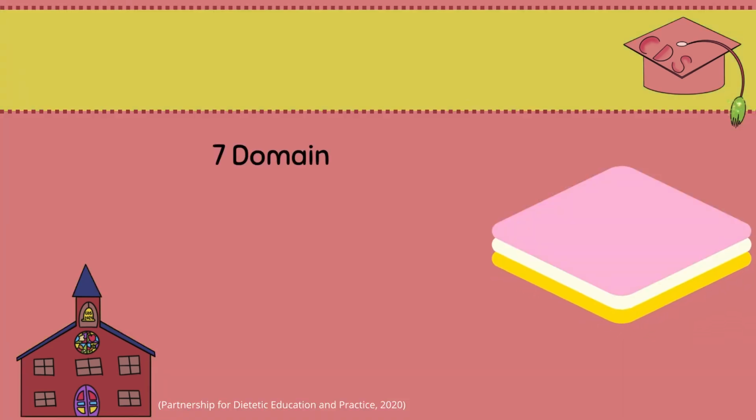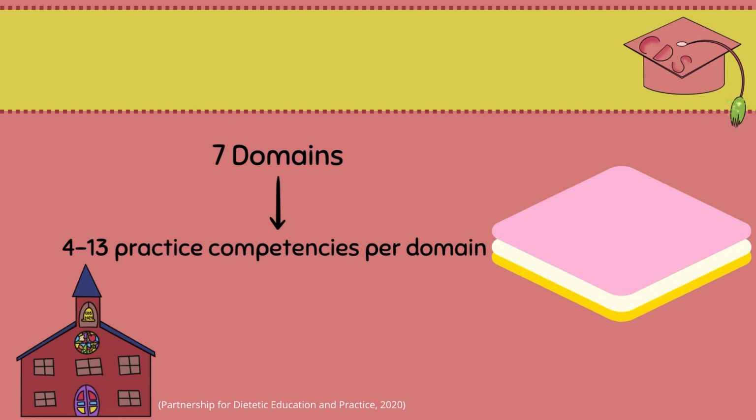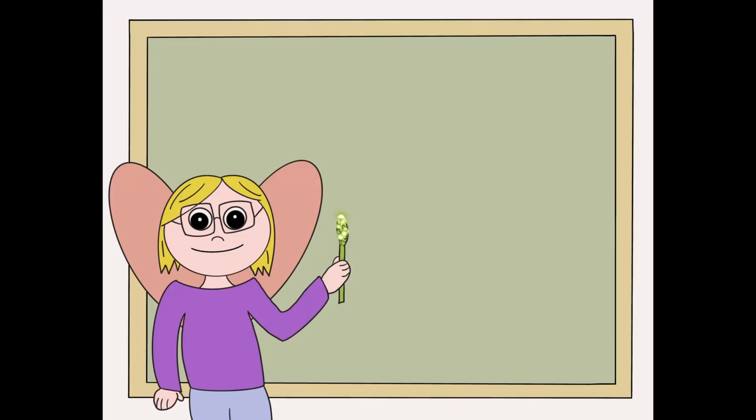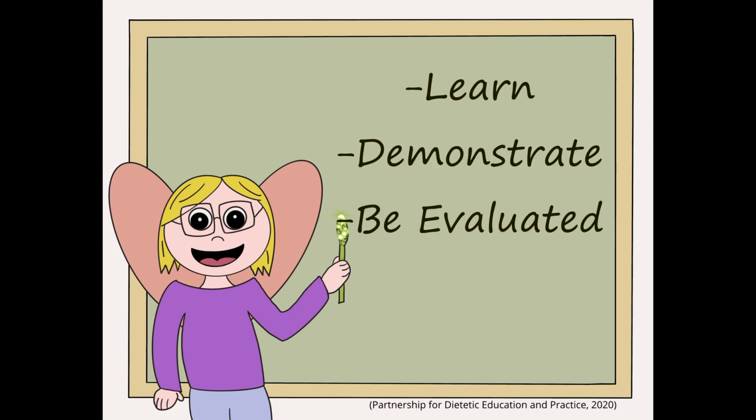Within each domain, there are specific practice competencies and performance indicators. You will have learned about and demonstrated almost all of these indicators by the time you are ready to write the CDRE. The Partnership for Dietetic Education and Practice expects you to learn, demonstrate, and be evaluated upon the Miller's Pyramid. Well, what is the Miller's Pyramid?